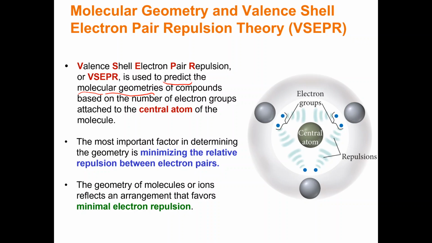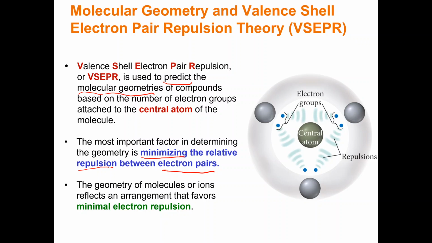Okay, so the most important factor in determining the geometry is minimizing. So we want to minimize the relative repulsion between electron pairs. So we want to spread those electron pairs out just as much as we can. Because the closer they are together, that's causing strain between the pairs. And it's essentially raising our molecule up in energy. So remember I told you we always want to lower the energy of a molecule whenever possible. So if we spread them further apart, that's going to bring our energy level down.